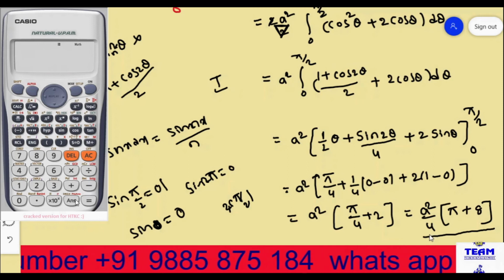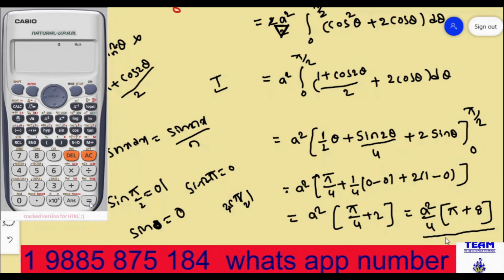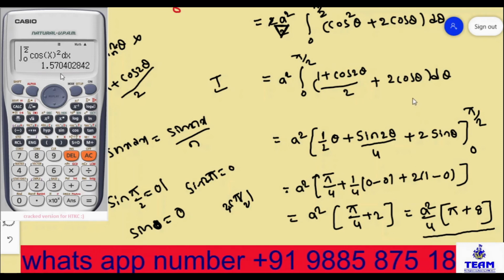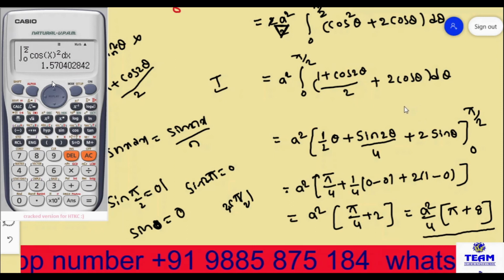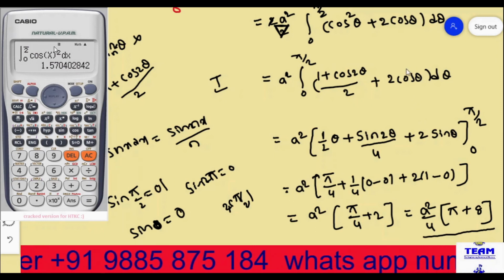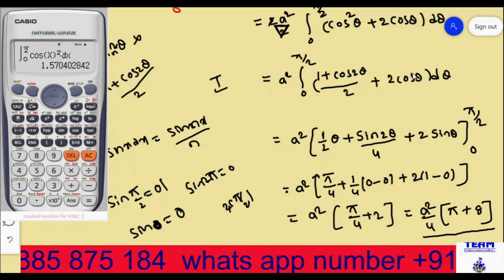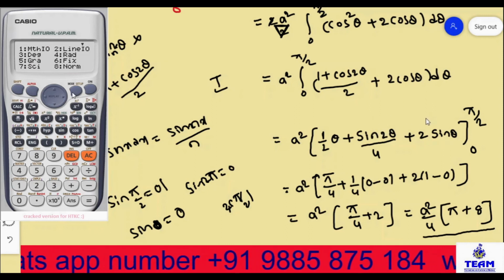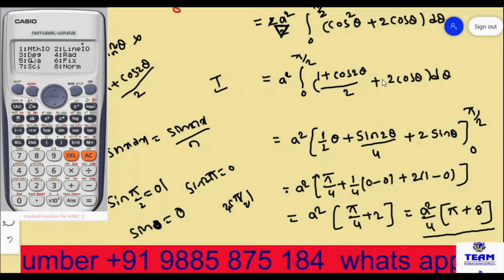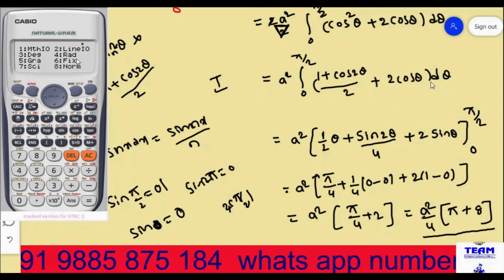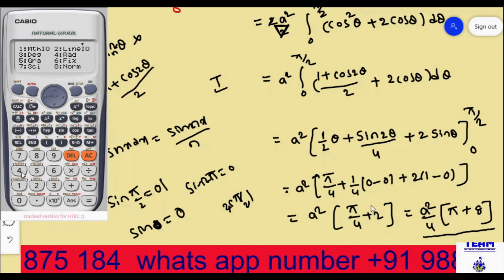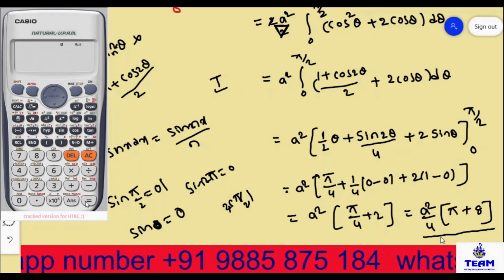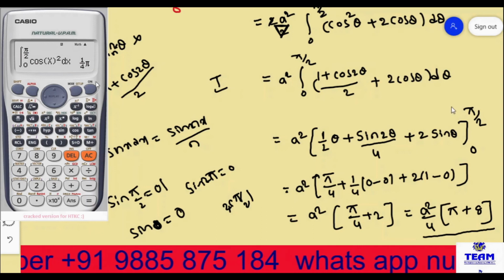What are you getting? 1.57, friends. So have we made a mistake? No. Why not? See, it is in degrees. So change into radians. How can you change? Shift mode. Here you have macro, linear, degree, radians. We require radians, so press 4. Now again press equals. You see what you are getting? Yes, you have pi by 4.